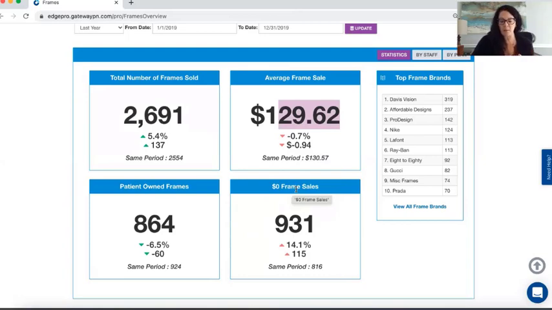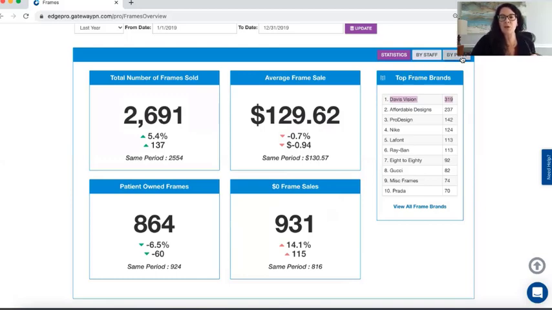What managed care plan do we need to be taking a look at? Before we jump into that, we can see that our top 10 frames are over here on the right-hand side, and we sold a lot of Davis Vision frames. My guess is that Davis Vision is going to be our culprit. Not 100% convinced, but let's take a look.